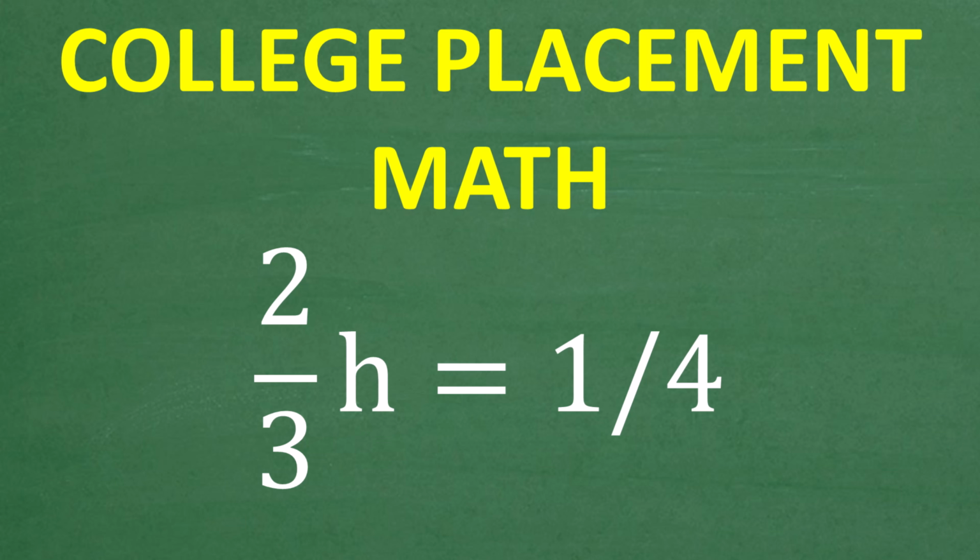If you're getting ready for a college math placement exam like the ALEKS, ACCUPLACER, PERT, or TSIA2, you absolutely need to be comfortable solving algebraic equations. Let's take a look at this simple equation here. We have 2/3 h is equal to 1/4. A lot of people would find this simple equation a little difficult because we have fractions. And by the way, the answer is h is equal to 3/8.